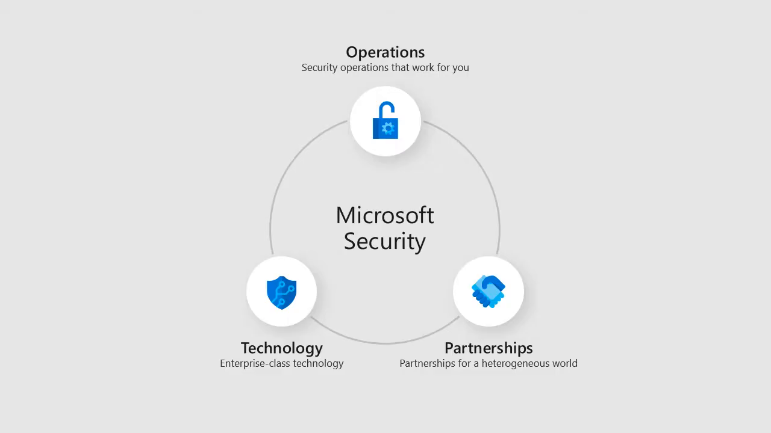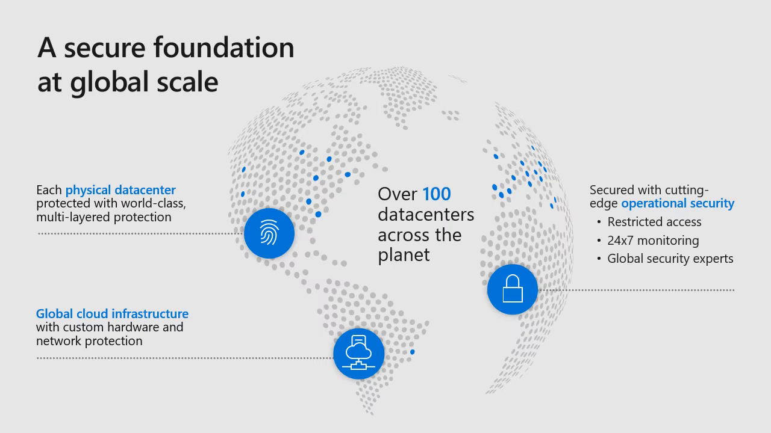Microsoft security is hinged upon three basic foundations. First is secure operations, the partnerships that we have with the security players within the industry, as well as enterprise-class technology. We operate over 100 data centers across 58 global data center regions across 6 continents. Each physical data center is protected with world-class multi-layered protection, and it has passed over 200 security compliance standards from all over the world. The entire data center infrastructure across all of these 100 data centers is secured using operational security with restricted access, 24/7 monitoring, manned by a global security network.